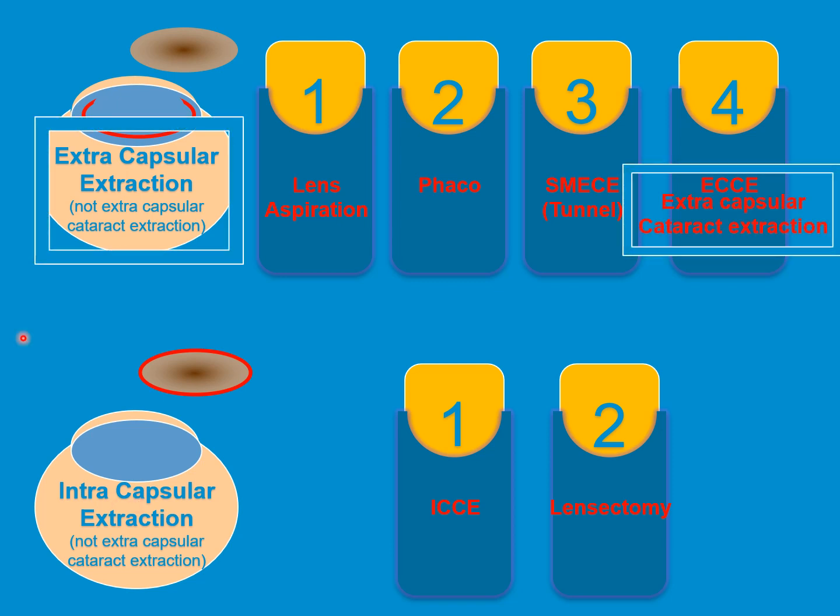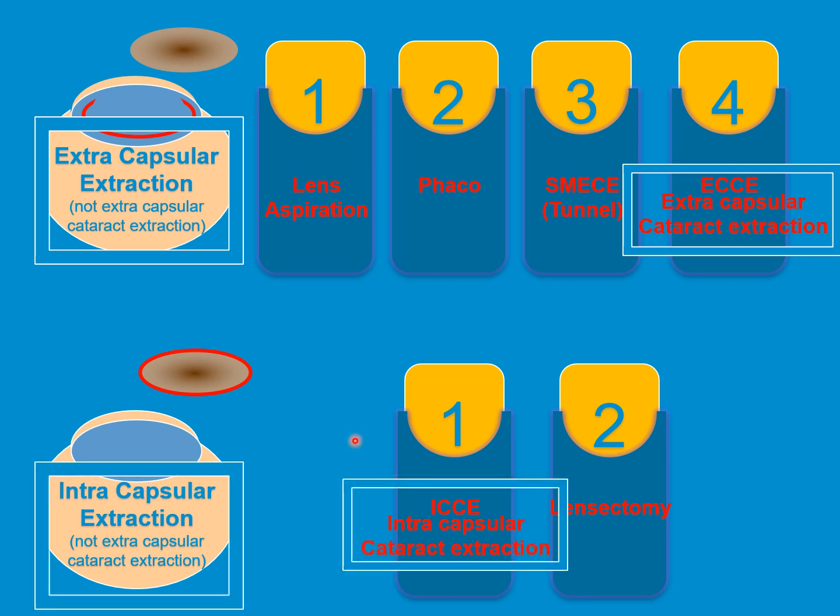Now remember, we have used it twice: extracapsular extraction and extracapsular cataract extraction. Extracapsular cataract extraction is a type of extracapsular extraction. So when you use the word extracapsular extraction, it could be one of these four. When you use the term intracapsular extraction, it could be one of those. So this is a bit confusing because extracapsular cataract extraction is a type of extracapsular extraction and intracapsular cataract extraction is a type of intracapsular extraction. Let's go to the next slide.